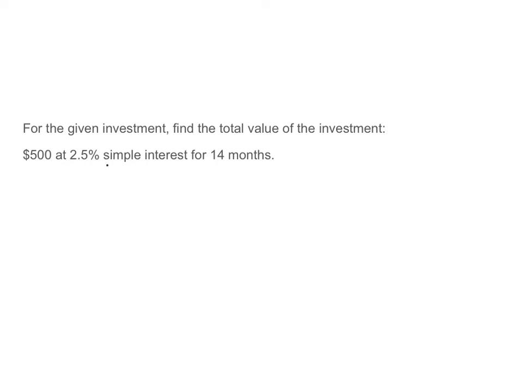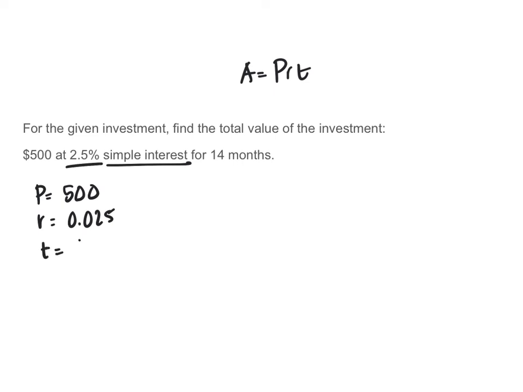Again, another simple interest problem. So taking a look at this, my principal is going to be $500. My rate is 0.025 because I have to take 2.5% divided by 100. And then my time frame is 14 months, but remember I can't do this in terms of months, I can only do it in terms of years. So if I take 14 divided by 12, that will tell me what the time is.